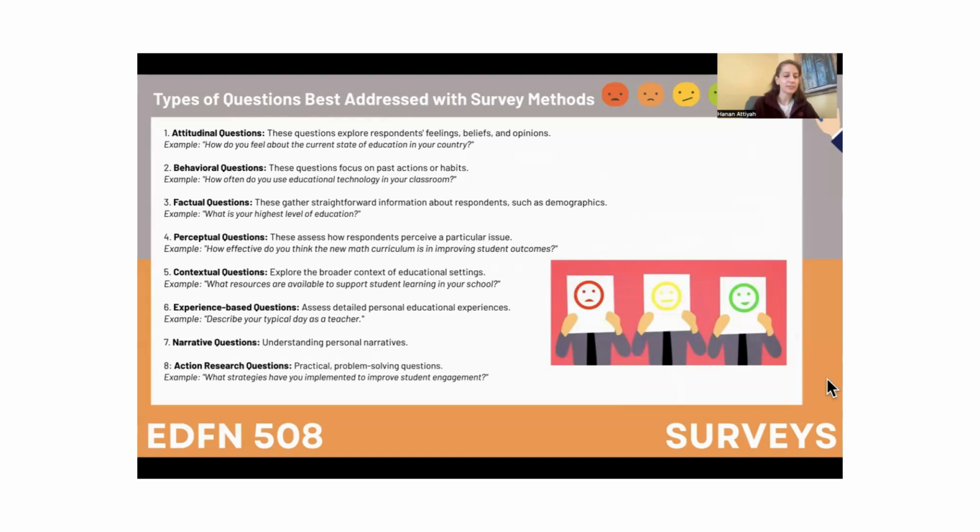The types of questions best addressed with the survey method are listed here, as you can see. Questions like behavioral questions, factual questions, perceptual, contextual, experience-based, narrative, and action research. In addition, attitudinal questions.